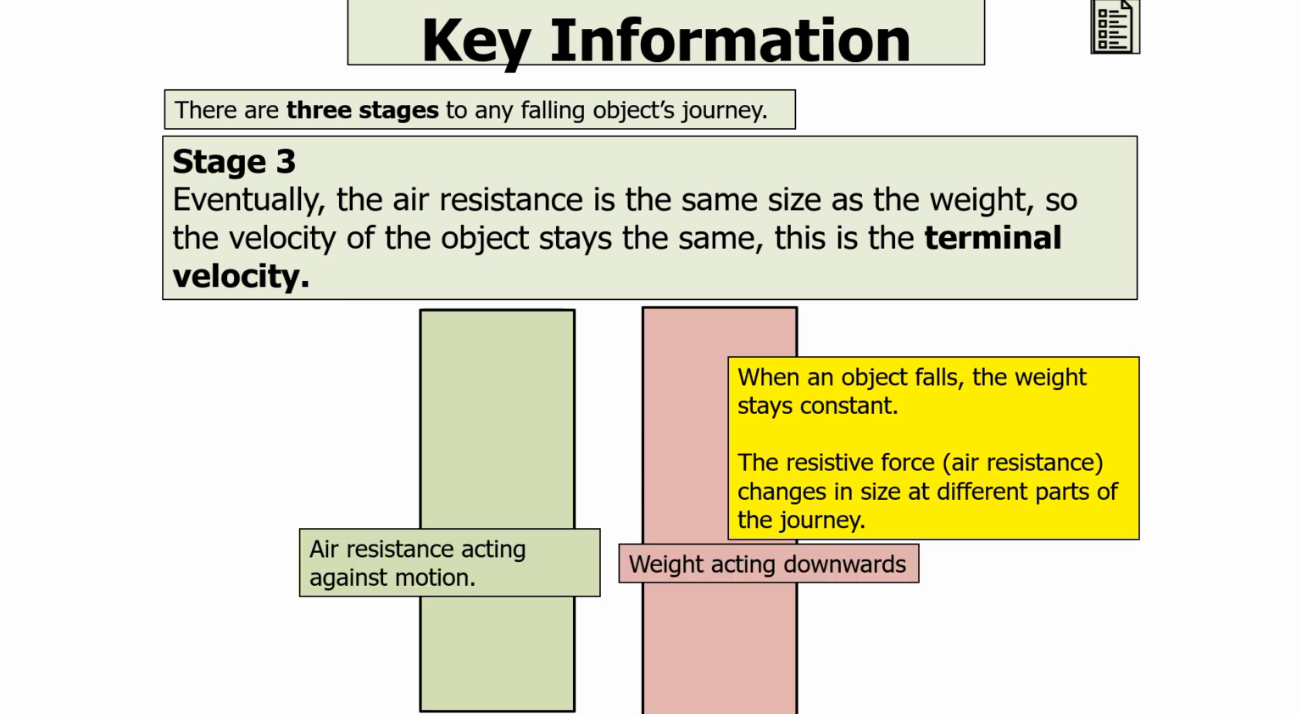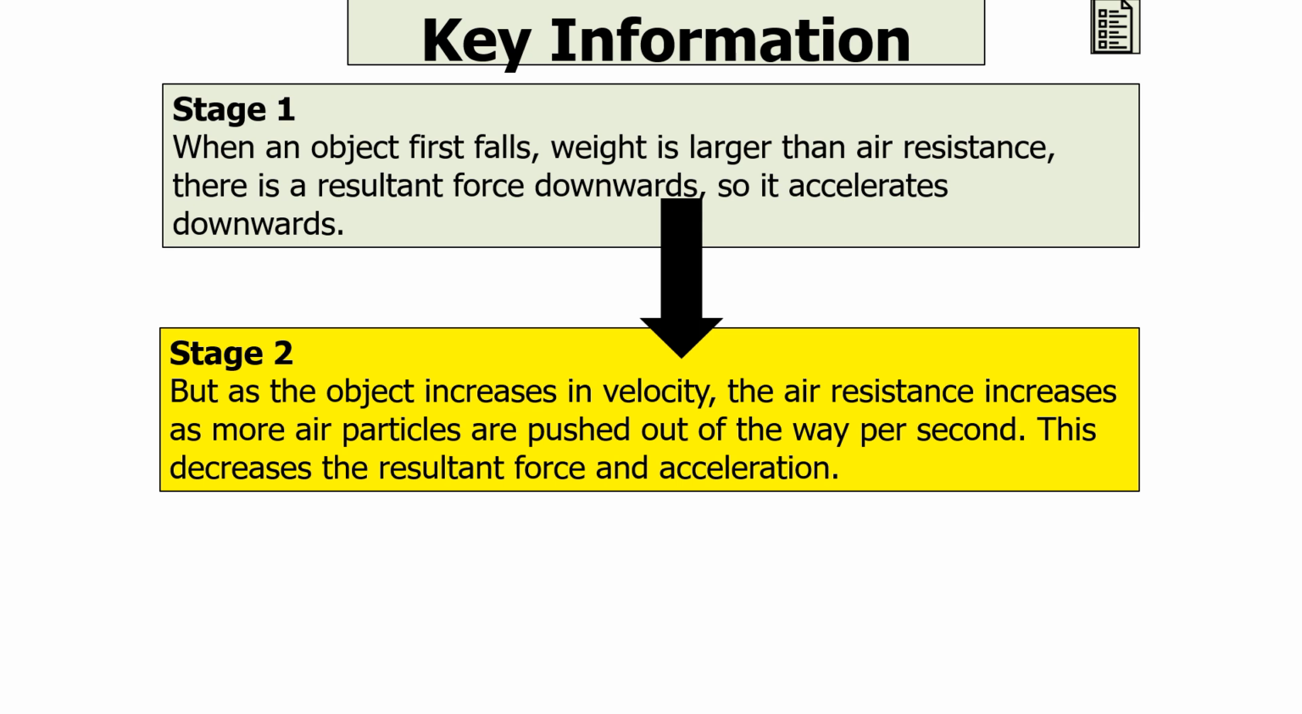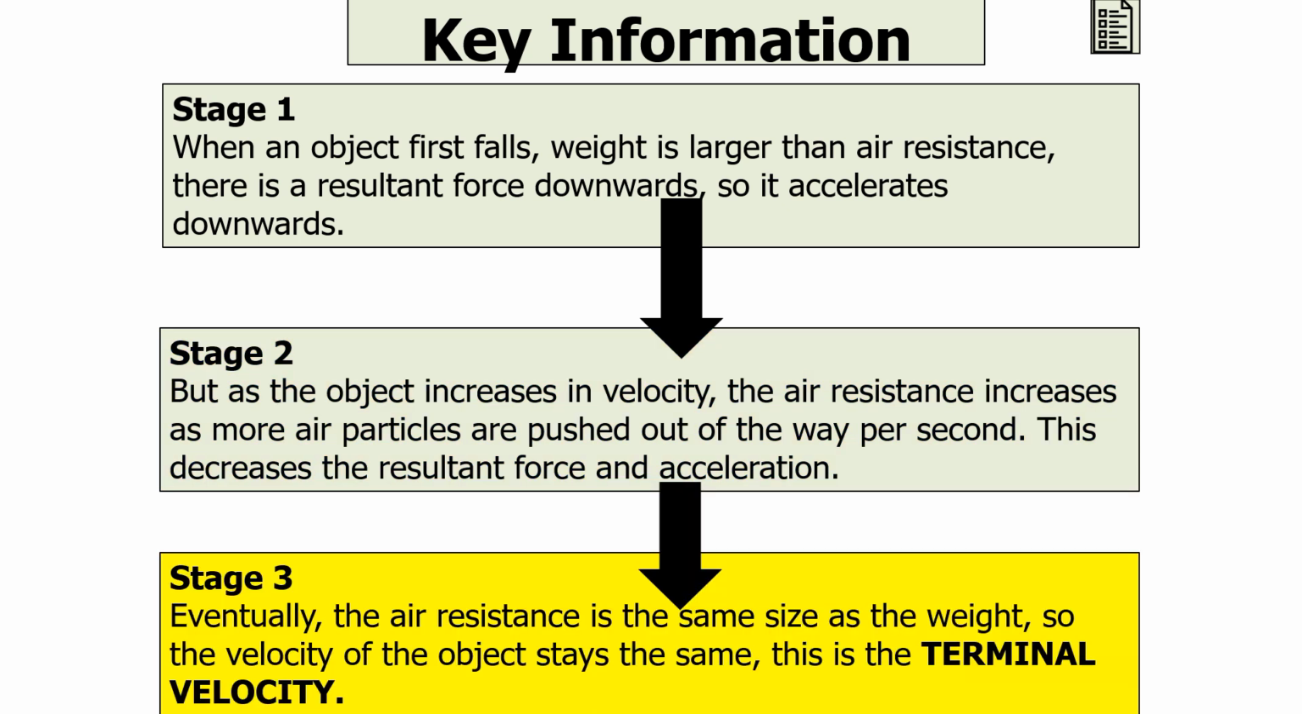So when an object falls, our weight stays constant, but the resistive force of air resistance changes in size at different parts of the journey. So remember, we have our 3 stages. When an object first falls, weight is larger than air resistance, so there's a resultant force downwards, so it accelerates downwards. But as the object increases in velocity, the air resistance increases as more air particles are pushed out the way per second. This decreases the resultant force and acceleration. Eventually, the air resistance is the same size as the weight, so the velocity of the object stays the same.